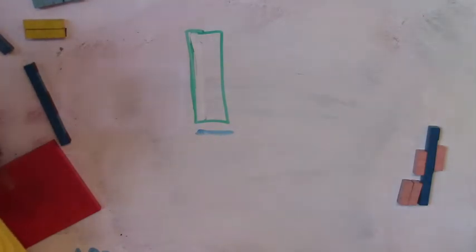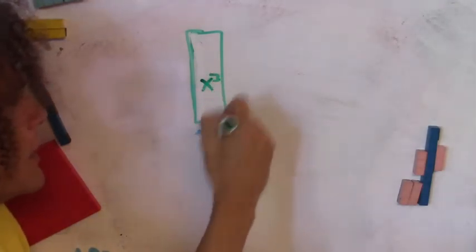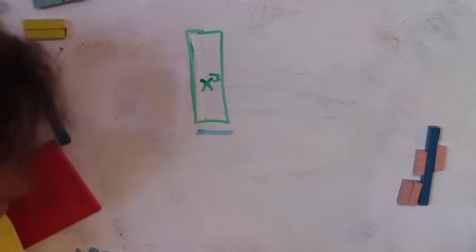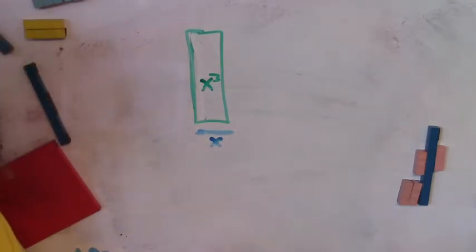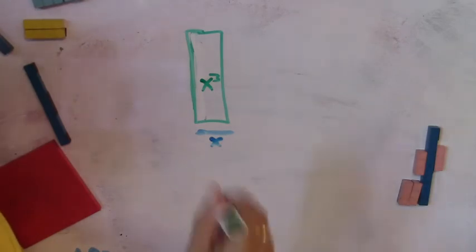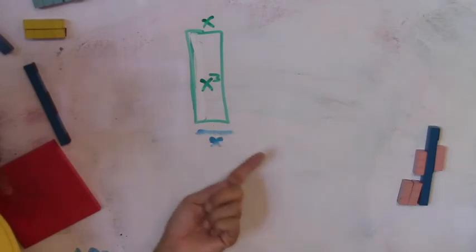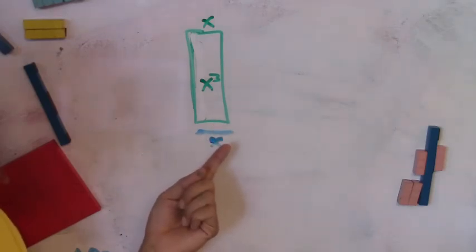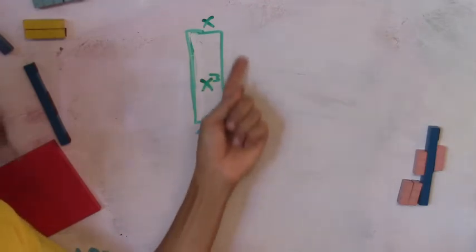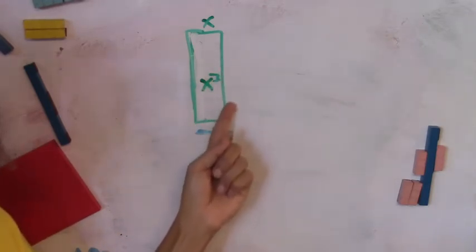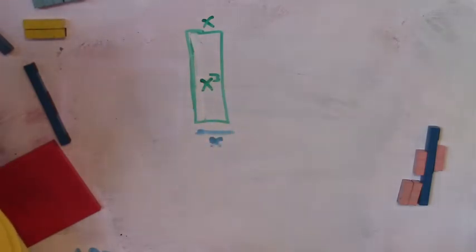Tell me the dimensions of this, by the way. This is an x to the third. That's just an x, not even an x squared. So the dimensions of this are x by what? This has to be x across. How long is this? What times x is going to give me x to the third?